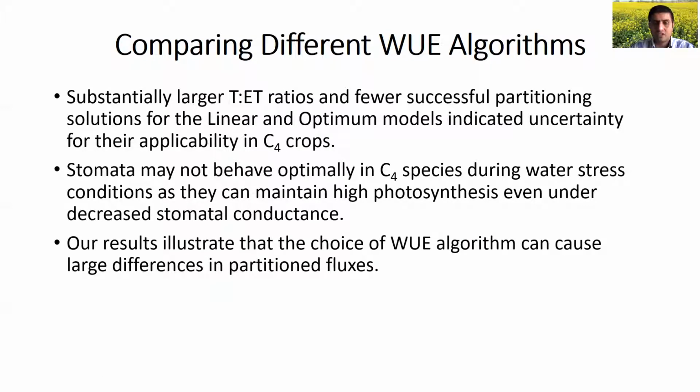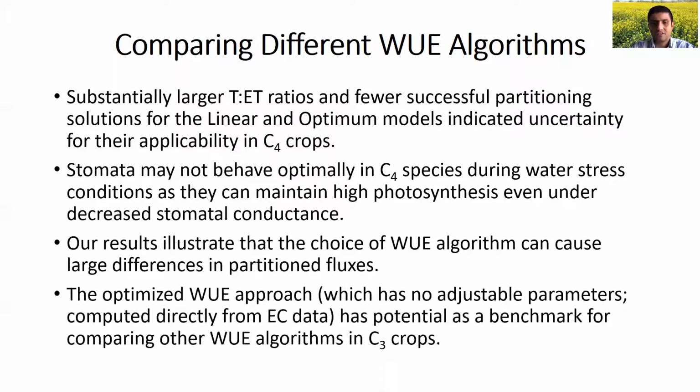Our results illustrate that the choice of water use efficiency algorithm can cause large differences in partitioned fluxes. The optimized water use efficiency approach, which has no adjustable parameter and is computed directly from eddy covariance data, can have potential as a benchmark for comparing other water use efficiency algorithms in C3 crops.